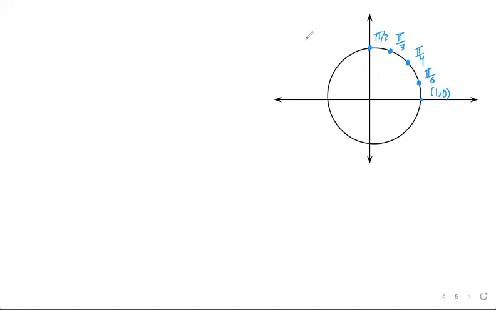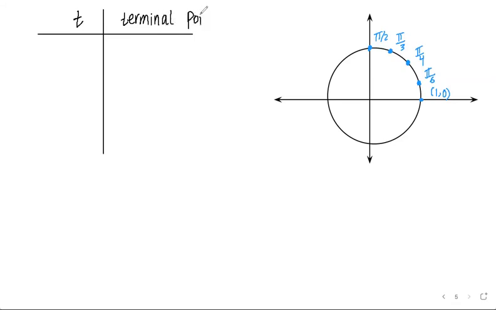These points have a special table, and this table you have to memorize to know the terminal point. So the t and here the terminal point. You don't have to know how to find it, you just have to memorize it.